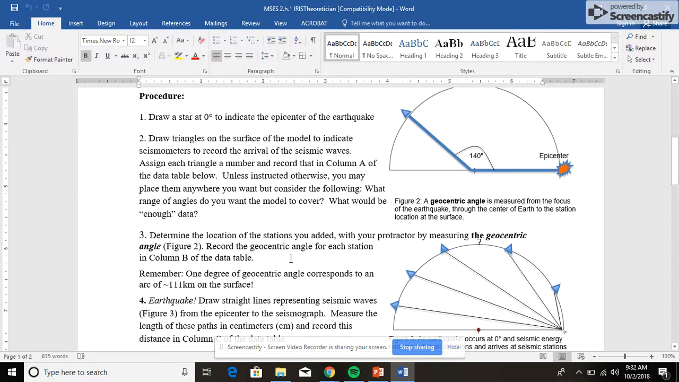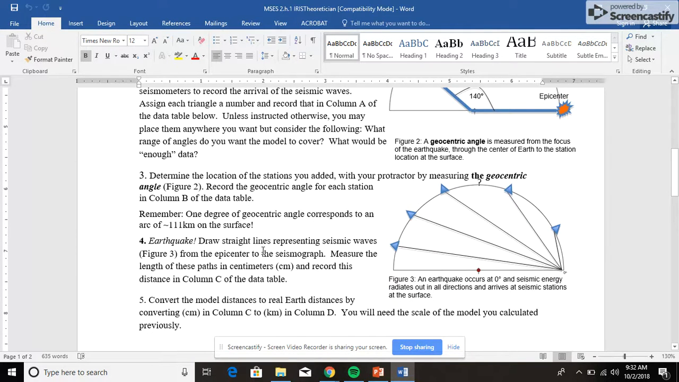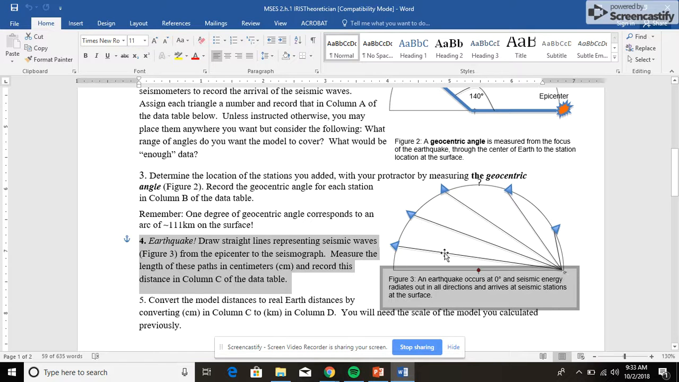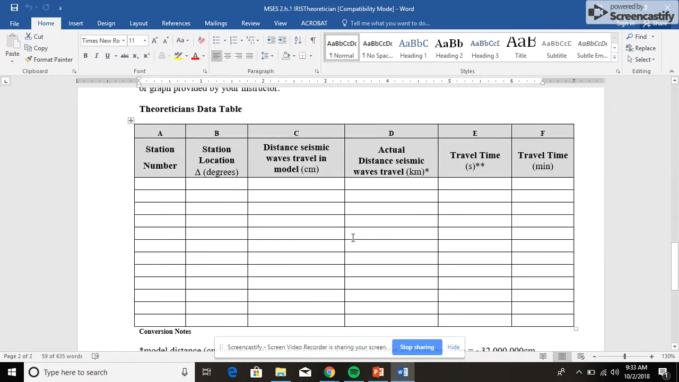Depending on what class you're in, we've done some of these steps already. Most of you are either at or just finished step 4, where you draw a line from the epicenter to the middle of each station, and you carefully measure each line in centimeters, and you record that distance in column C of your data table. So it's the distance the seismic waves travel from the epicenter to the seismic station. You've got the station numbers, the degrees, the geocentric angle, and the distance each one is from the epicenter.